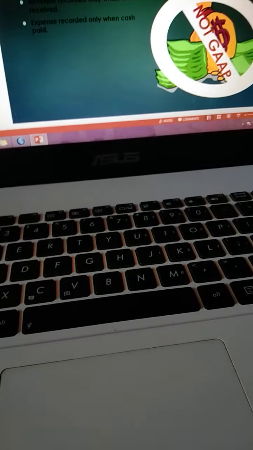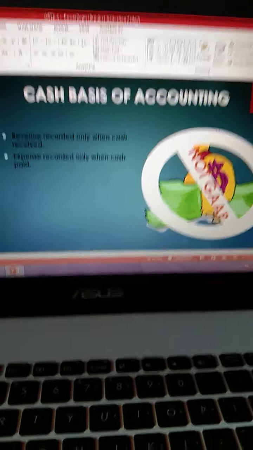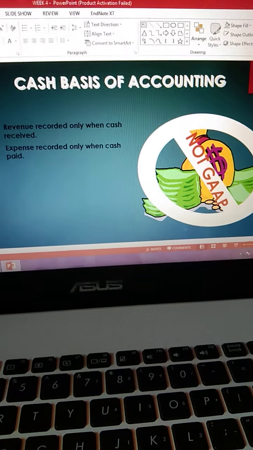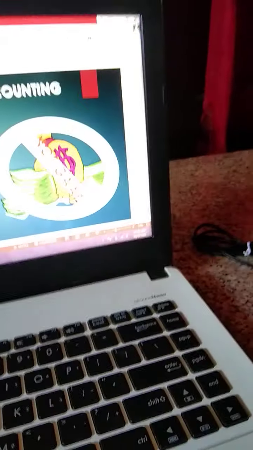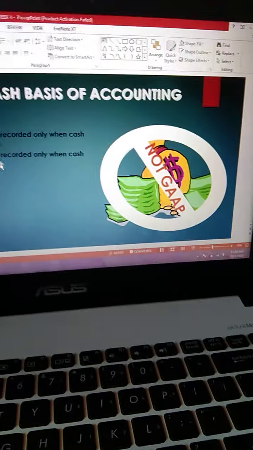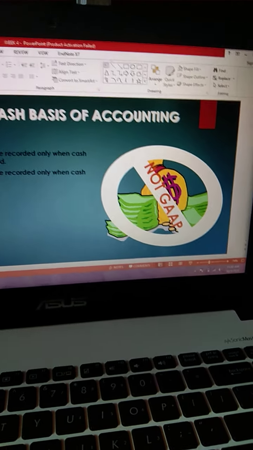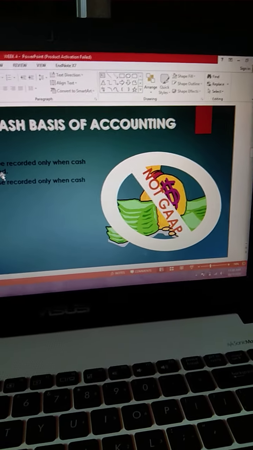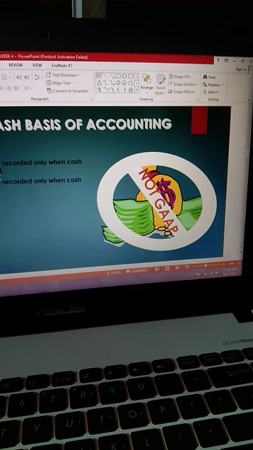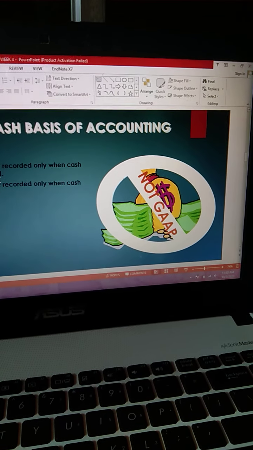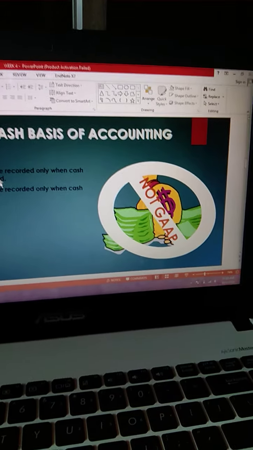Okay, for the cash basis of accounting. For the next slide, cash basis of accounting. About the cash basis concept, it doesn't follow GAAP, if you see the figure here. Because of what? Because revenue is recorded only when cash is received. Because just now, if you have already performed, you have already delivered the service or the goods to the customer, then you can say revenue is recognized.